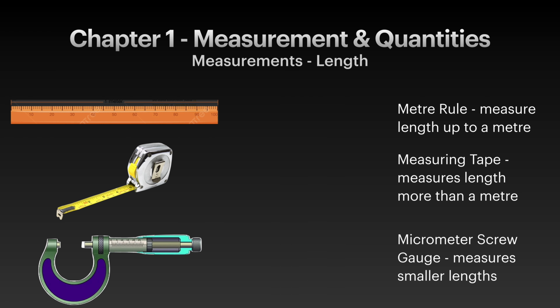Alright, let's begin with the basics. Measurements. When you're measuring length, the tool you choose depends on the size of what you're measuring. For everyday measurements up to a meter, a rule is perfect. But if you need to measure something longer, like the length of a room, you would go for a measuring tape. Now for really small objects, like the thickness of a wire, we use a micrometer screw gauge. This tool gives you exactly precise measurements, often in hundredths of a millimeter.